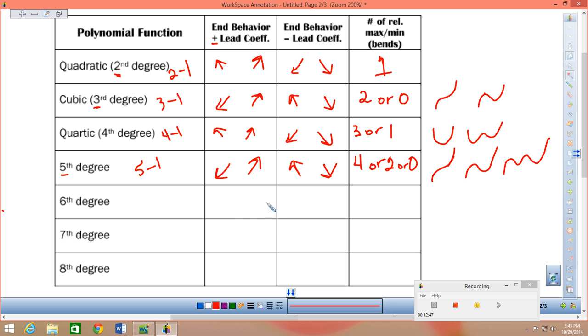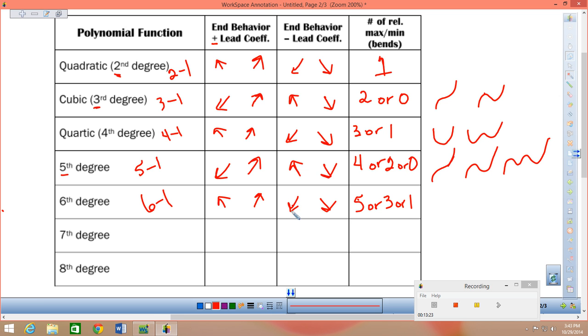I'm going to do one more with you, and if you want to fill in the rest of those, you can. So 6th degree, here we go, 6 minus 1. At most, there will be 5 bins. I'm not even going to try to draw this one for you. There could be 3, or there could be 1. Even degree, the ends are going to go in the same direction. Positive, they're going to both be pointing up. Negative, they're going to both be pointing down.